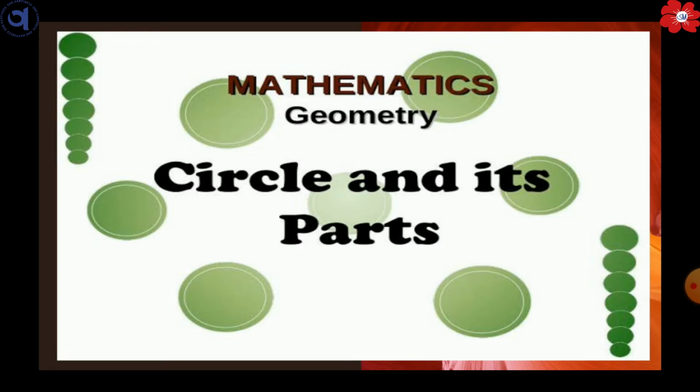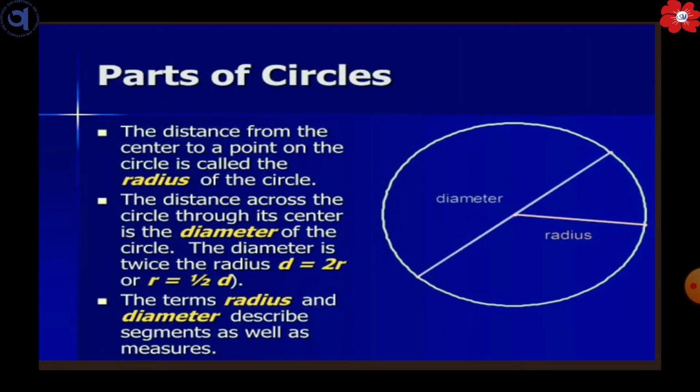Today we learn a very interesting and important topic of maths, circle and its parts. First of all, we learn what is a circle. The collection of all the points from a fixed point is called a circle.